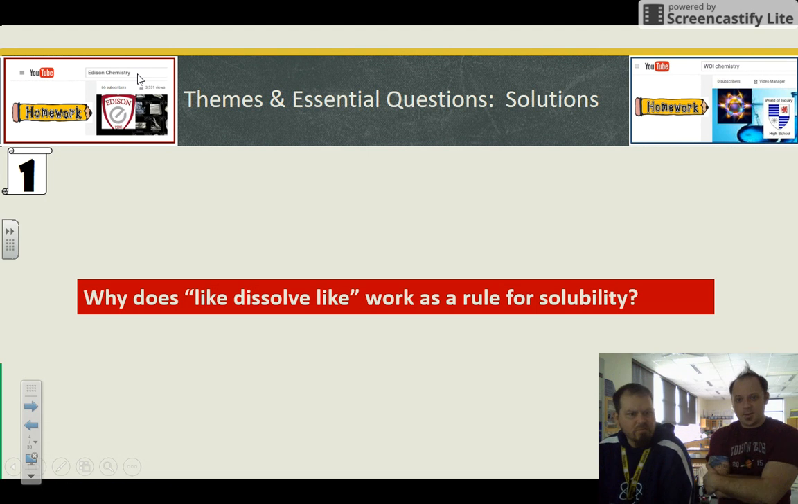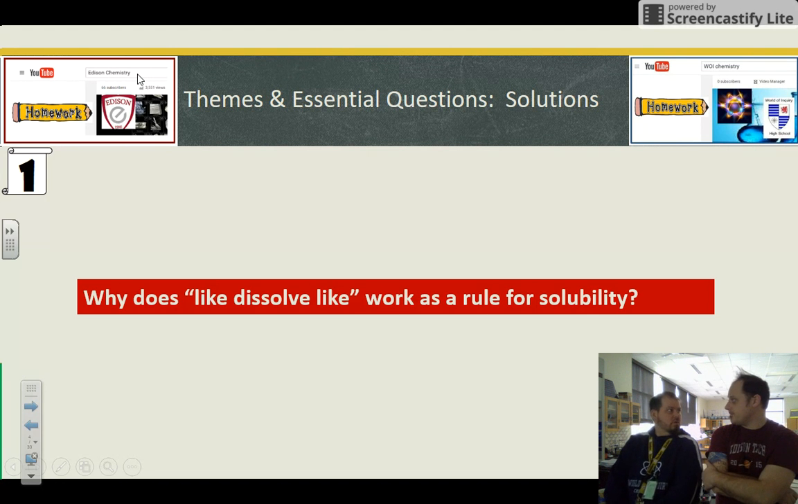Why does like dissolve like? Why is that a rule? Everybody says it, but what the heck does it mean? We've got to figure that out.